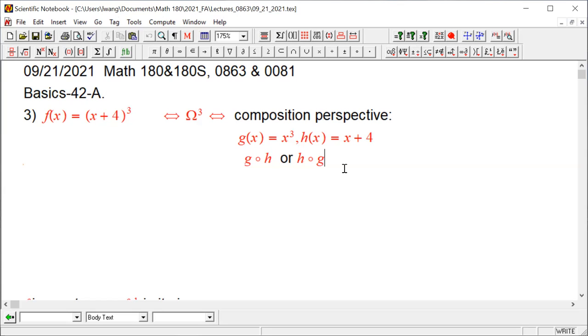Here, we actually don't have any domain issues, right? Because the domains are all real numbers. No worries. Would it be the first one, G composite H? I want you to do both to see what you discover.